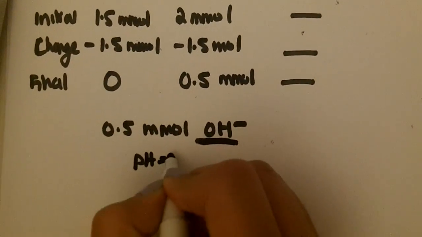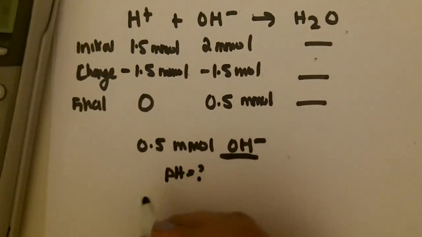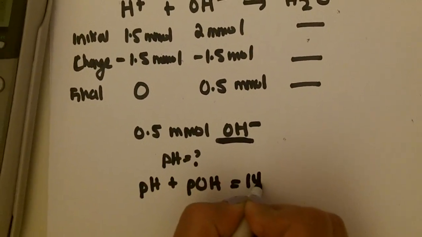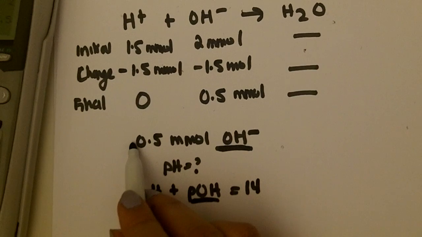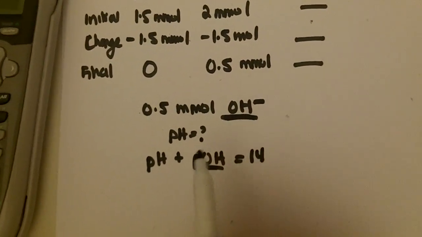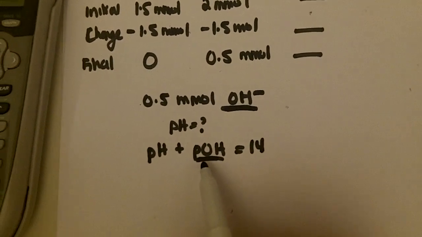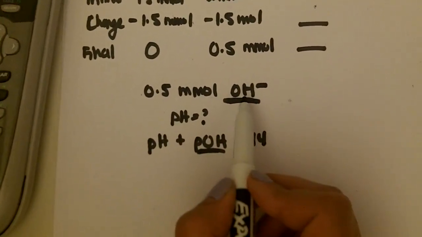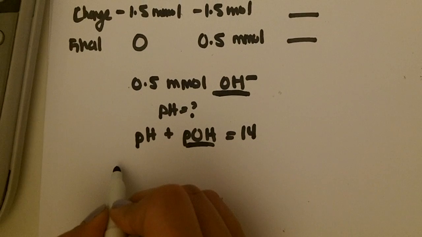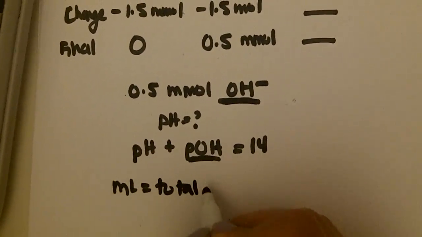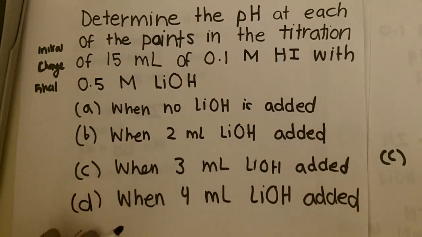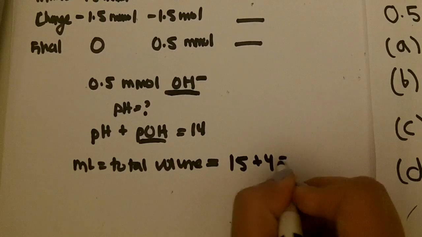We want pH. So how do we get from here to pH? Well, you have to remember that pH plus pOH is equal to 14. So we can determine the pOH from this. It's basically convert this part into the molarity of OH minus and use that to find pOH. And then from there we can find the pH. So we know we have 0.5 millimoles of the base, and we just need to find the total volume. Total volume for this problem will be the 15 milliliters that we already have of the acid plus the 4 milliliters that we added. So it's just 15 plus 4, which is 19.